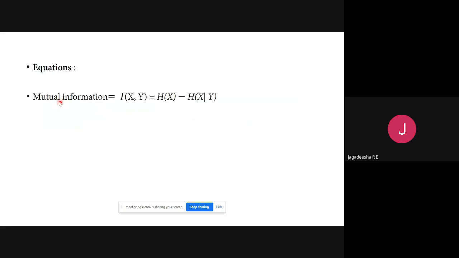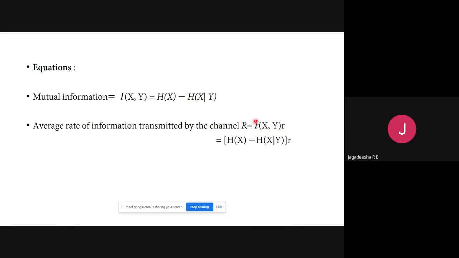Here, some equations are given regarding mutual information. Mutual information between X and Y is represented as I(X;Y), which is equal to the entropy of the input minus the conditional entropy of the input with respect to the output. And the average rate of information transmitted by the channel, represented as R, is nothing but the mutual information multiplied by the rate at which the information is inserted into the channel.